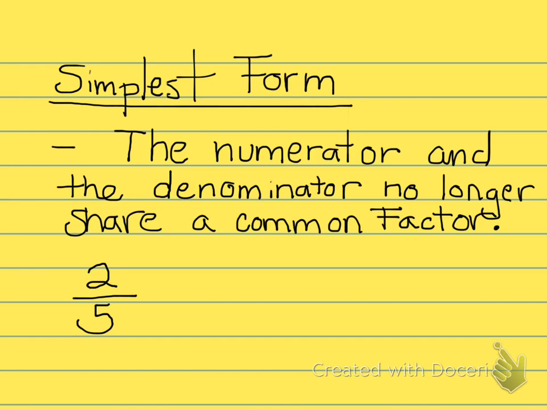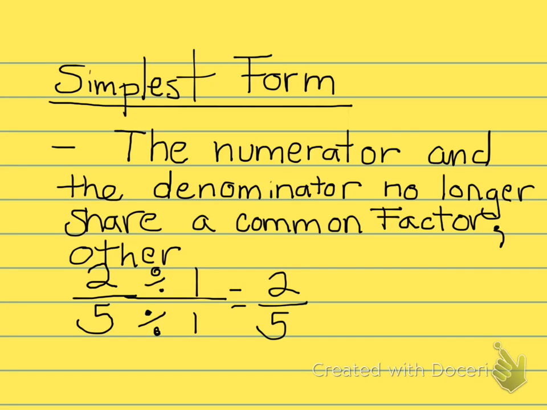As you can see here, divide by 1, divide by 1, that will give me 2/5. So their only common factor is 1. Perhaps we should add to this definition: the numerator and the denominator no longer share a common factor other than 1.